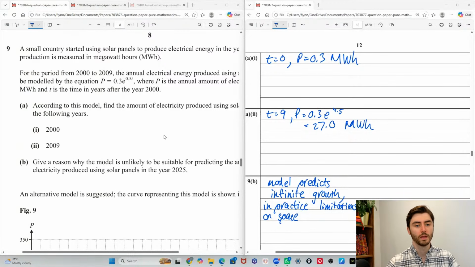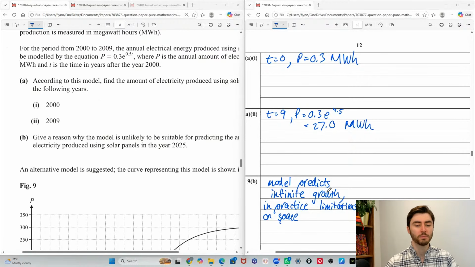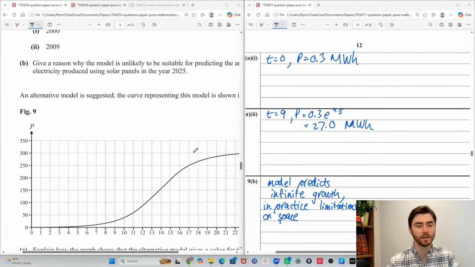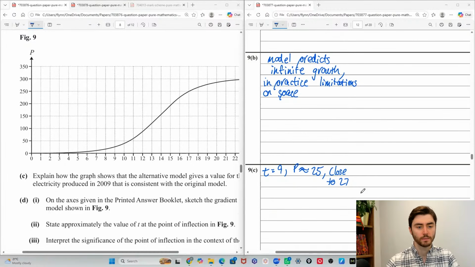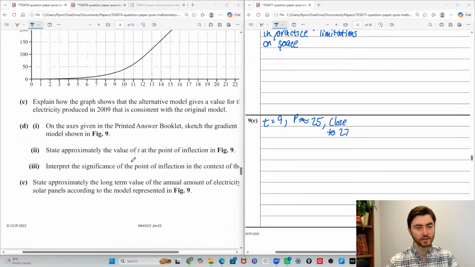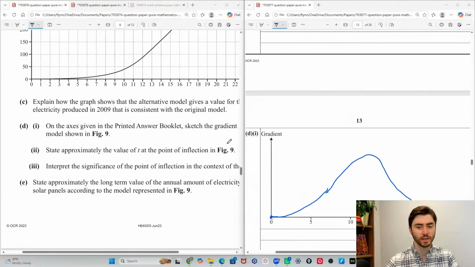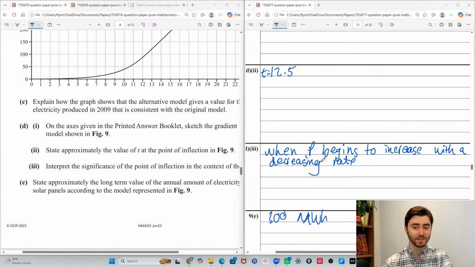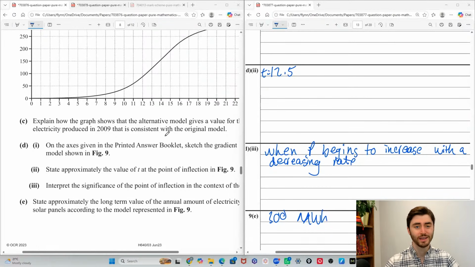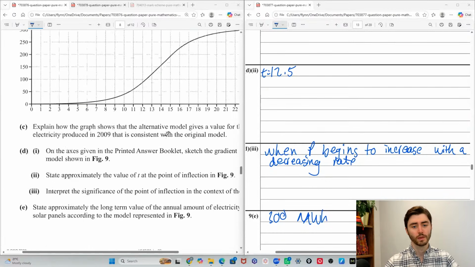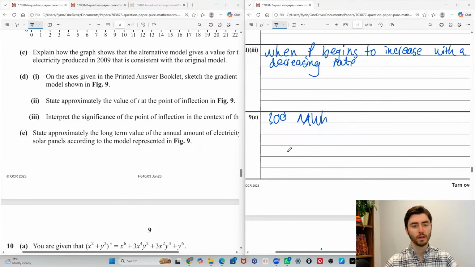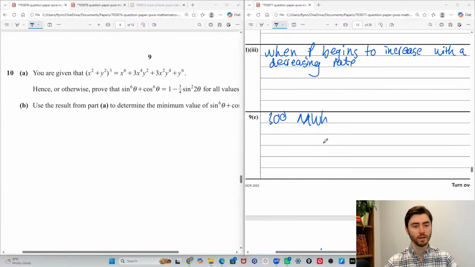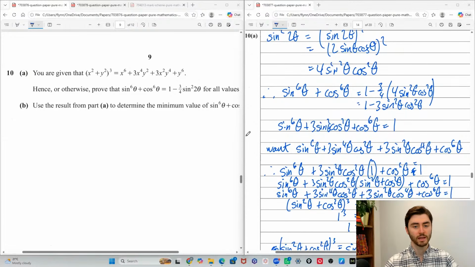Okay. Give a reason. I hate wordy ones, but it predicts infinite growth, which is unrealistic. You get this instead, which is close to your true value. Sketch the gradient function. I think I did. There's a maximum somewhere in between. I don't really know what they're going at for D3. I think it's, yeah, so it's when it begins to increase with a decreasing rate. And state the long term is 300. Okay. I definitely did show that in A.